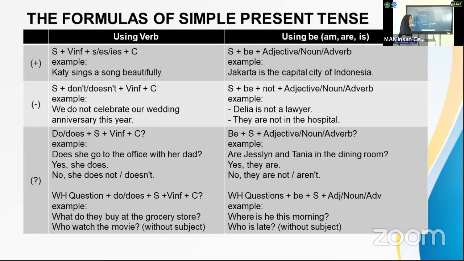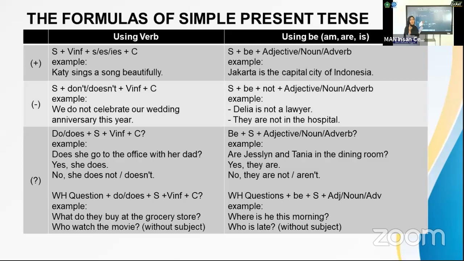Pokoknya yang termasuk kata ganti subjeknya itu he, she, it. Itu untuk di belakang verbnya. So you have to add s, es, or ies after the verb. Okay? And then for the negative form, subject plus don't or doesn't plus verb infinitif atau verb 1 plus complement atau pelengkap, ya. Di sini for example we do not celebrate or we don't celebrate our wedding anniversary this year.